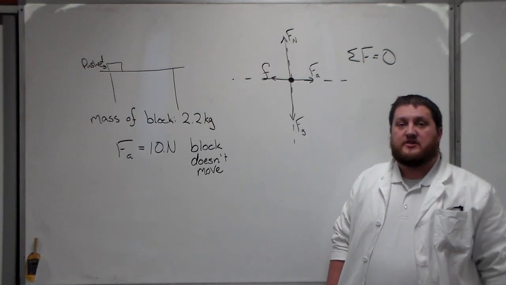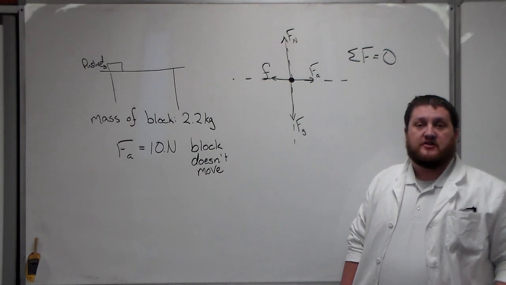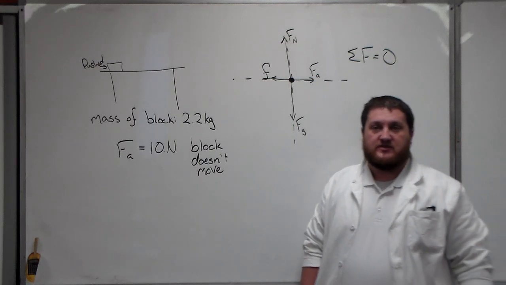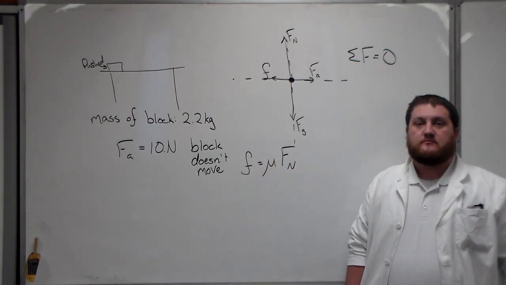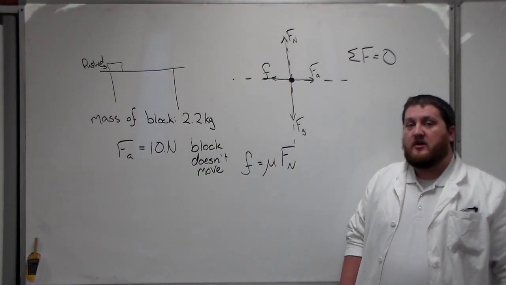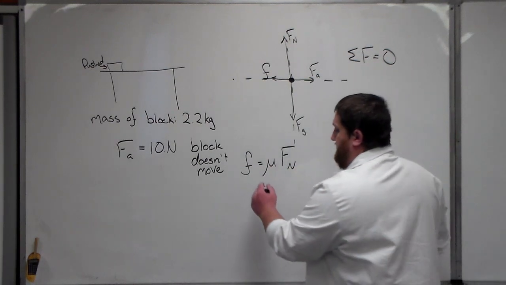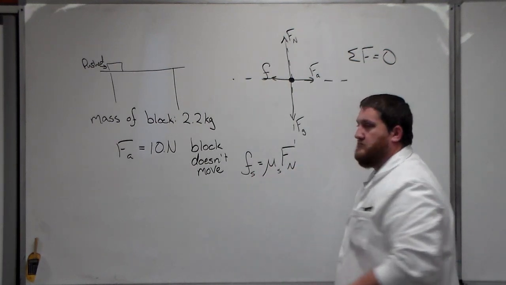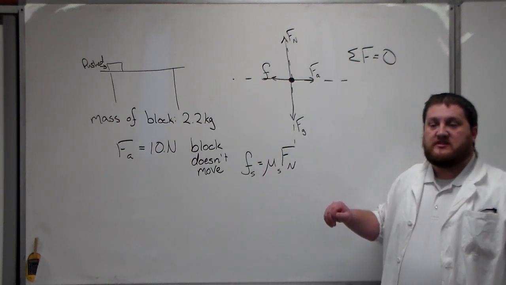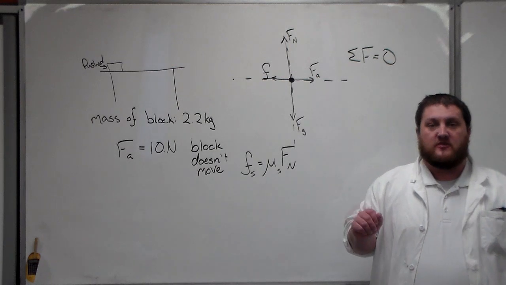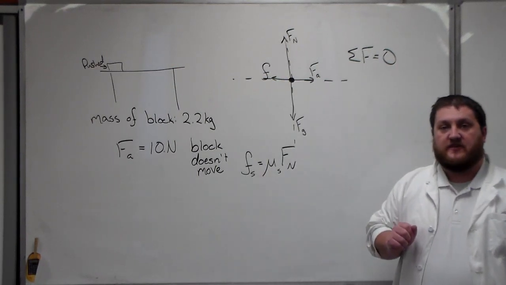I also know that the equation for friction, the force of friction, is equal to the coefficient of friction times the normal force. Since I'm dealing with a block that's not moving, the type of friction that I'm dealing with is static friction. So I have a coefficient of static friction, a force of static friction, and a normal force. Let's analyze our forces to see if we can figure out this coefficient of friction.